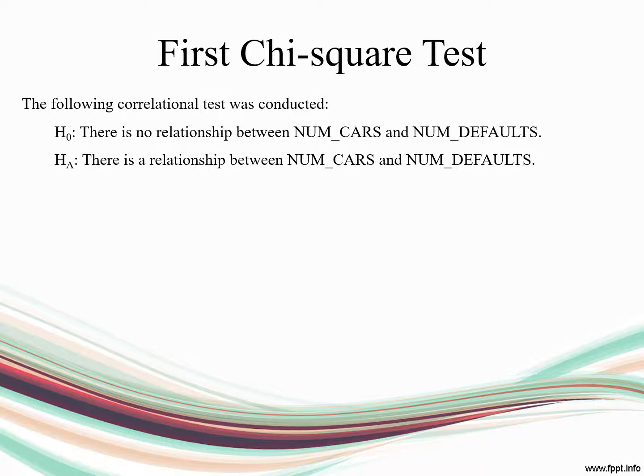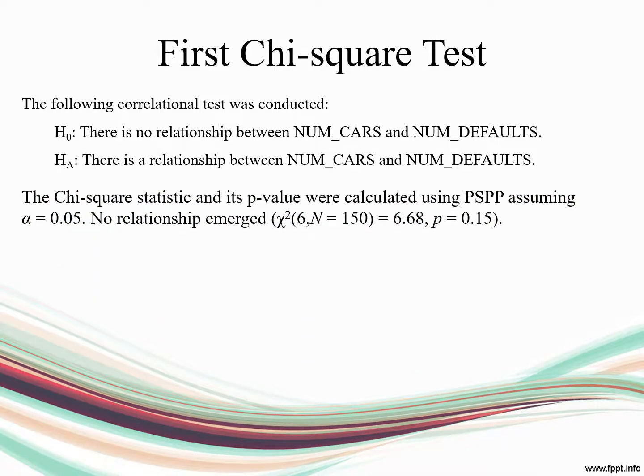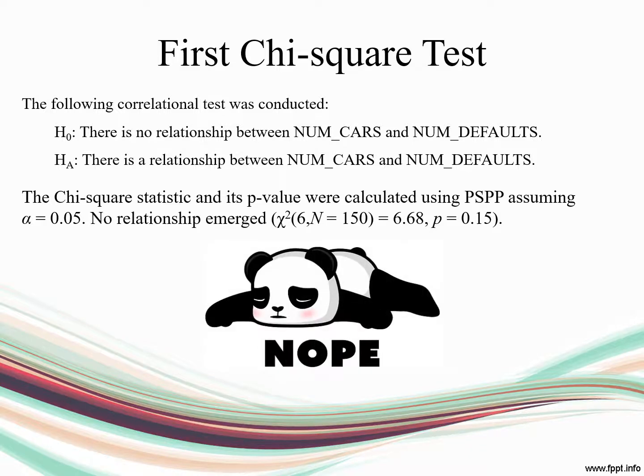The first chi-square test. The following correlation test was conducted. The null hypothesis was there is no relationship between number of cars and number of defaults. The alternative hypothesis was there is a relationship between number of cars and number of defaults. The chi-squared statistic and its p-value were calculated using PSPP, assuming alpha was 0.05. Based off of this, no relationship emerged. Chi-squared equaled 6.68 and p equaled 0.15.